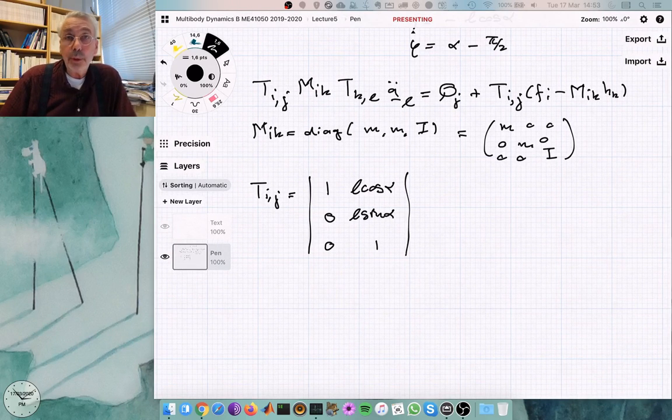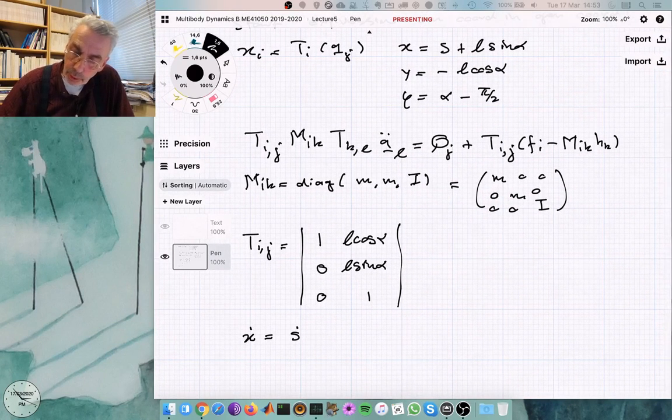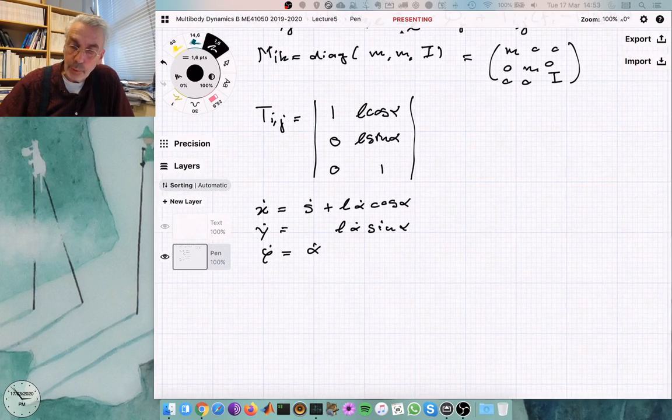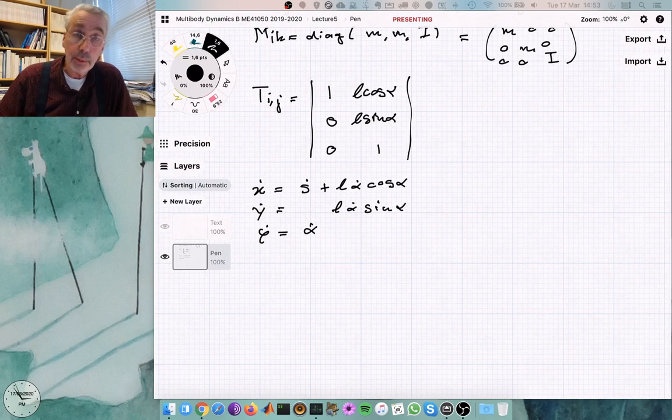Or in other words, and that's usually easier actually to do, you can say, what is x dot? x dot is S dot plus L alpha dot cosine alpha. y dot is, well, there is no S, so that's L alpha dot sine alpha, and phi dot is equal to alpha dot. And this is easy because from this you immediately identify, it's 1 times S dot and L cosine alpha times alpha dot, 0 S dot, L sine alpha alpha dot, 0 S dot and a 1 times alpha dot. That's also a nice way to find this Jacobian, just by differentiating it with respect to time.